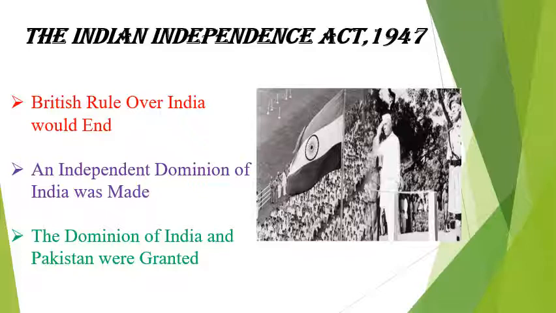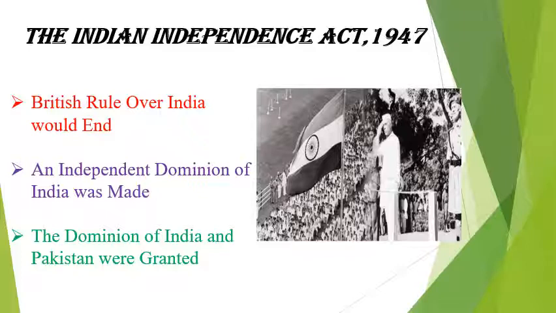Listen, the 1947 Indian Independence Act is an act of the Parliament of the United Kingdom that partitions British India into the two new independent dominions of India and Pakistan. Yes, students, the Indian Independence Act 1947 was passed by the British Parliament. It was designed by Clement Attlee, the Prime Minister of Britain. Students, who was Clement Attlee? He was the Prime Minister of Britain.